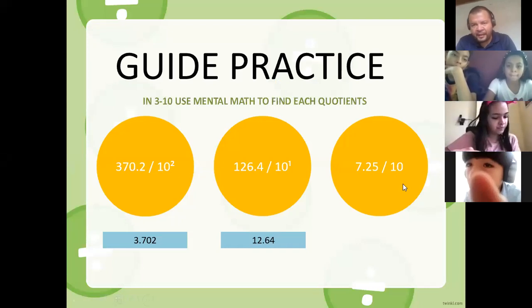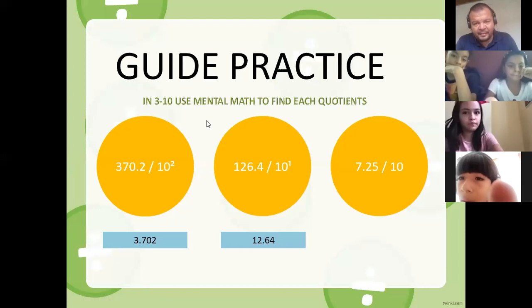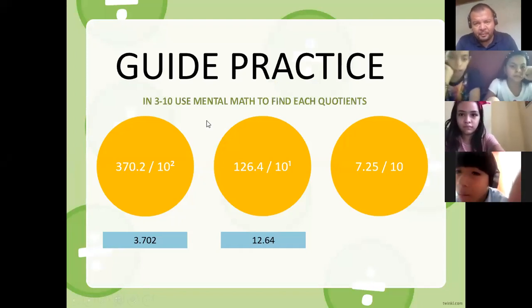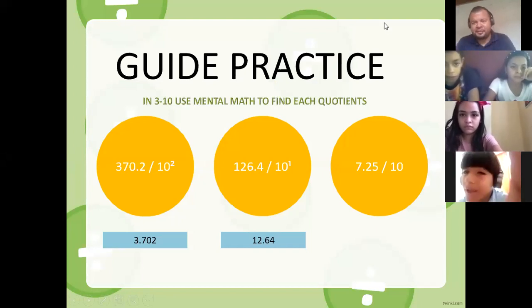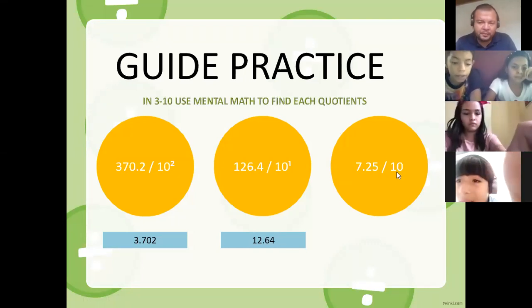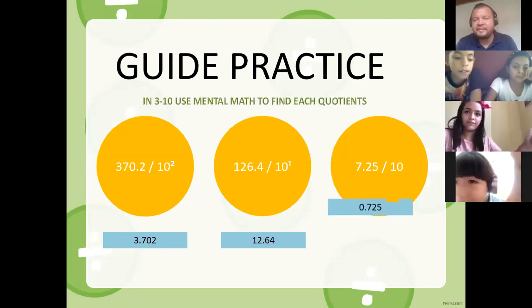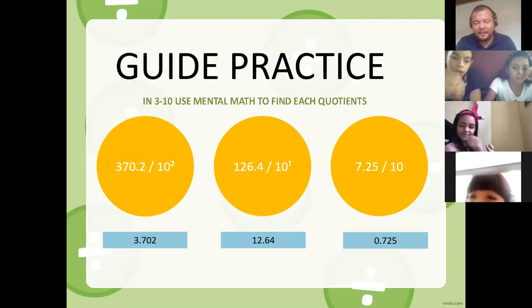And the next one: 7.25 divided by 10. How much do you think it is? Someone said 9. How could it be 9? Dana said 7.25, another said 0.25. We have a lot of different answers. 7.25 divided by 10 is equal to 0.725. Let's continue, people.